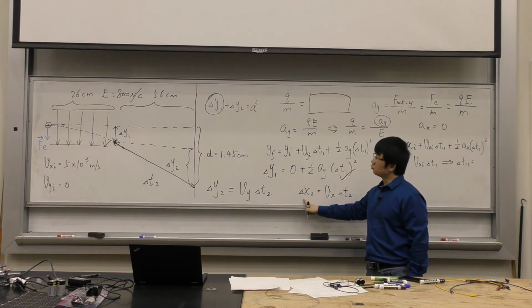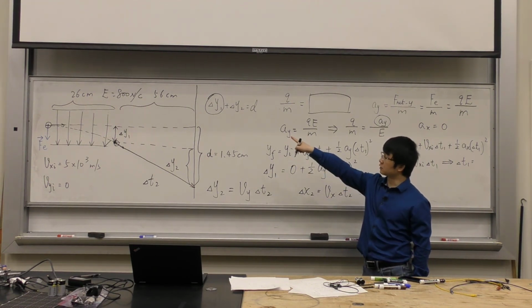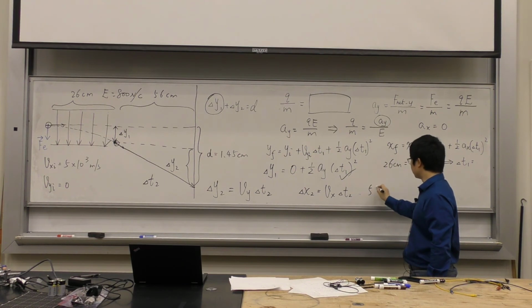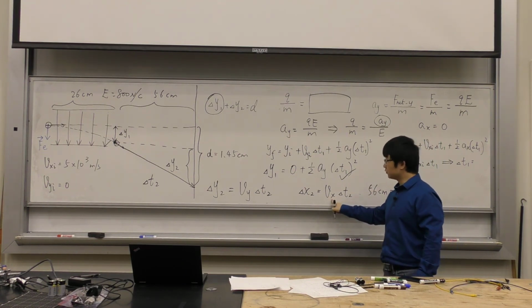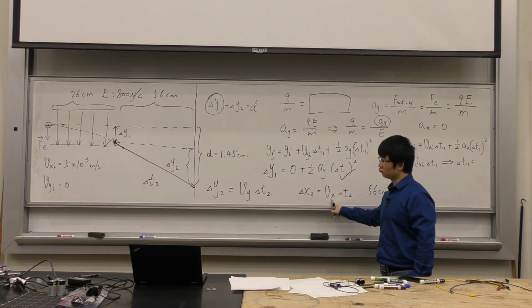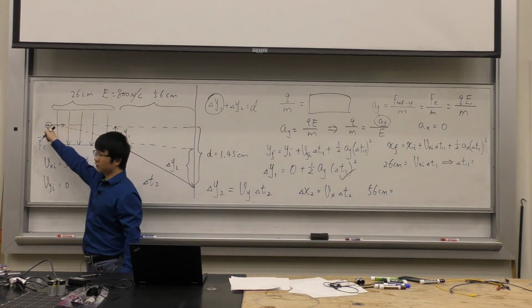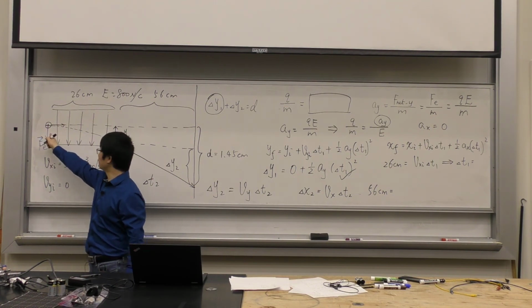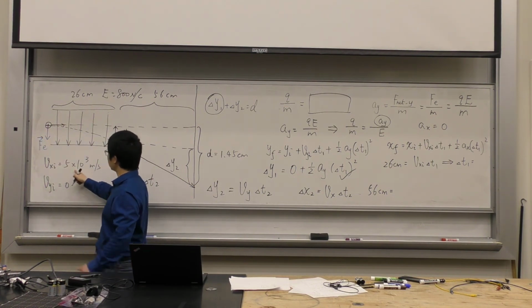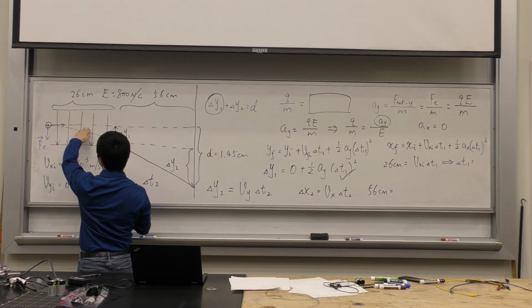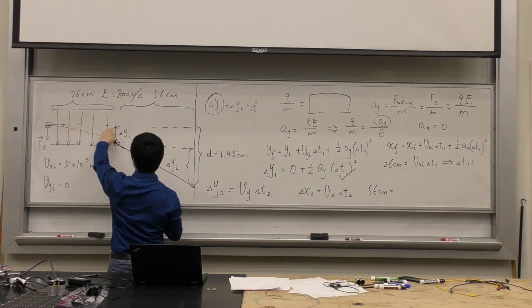Delta x2, it's going to be 56 centimeters, right? So you get 56 centimeters. Now, what is this velocity in x direction? Well, that's going to be the same all the way back to the initial point, because the velocity in x direction doesn't change here, okay? So nothing changes in x direction.